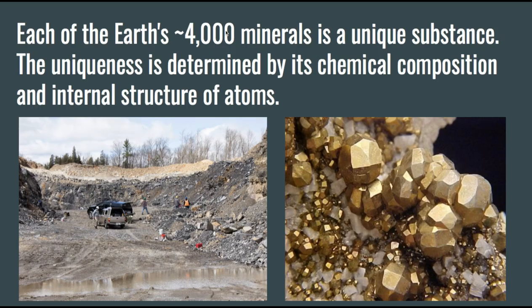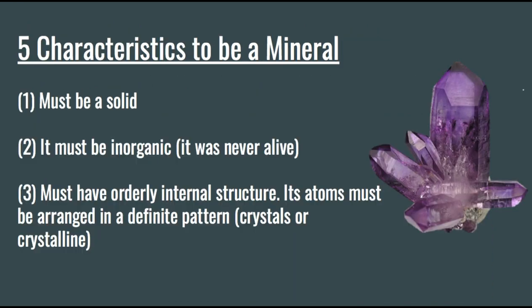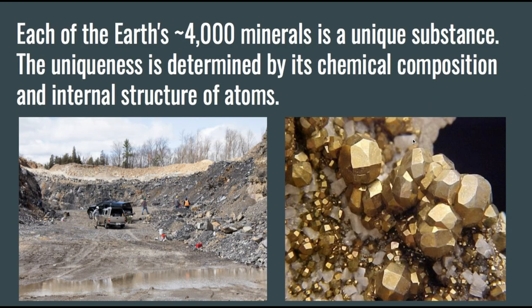Each of the Earth's 4,000 minerals is unique. So we have some gold here. We have a whole bunch of other minerals in this picture here. And the uniqueness is determined by its chemical composition and that internal structure of atoms we just talked about. So for example, here we have gold. It all looks different, right? These are all pieces of gold. They don't have to look exactly the same.